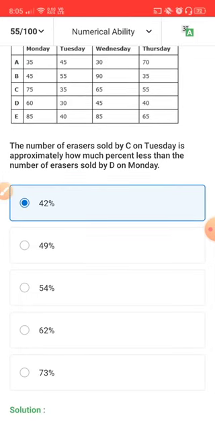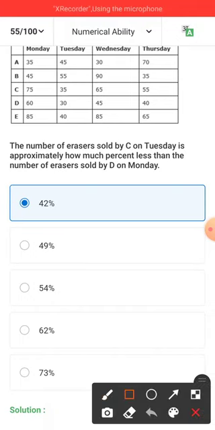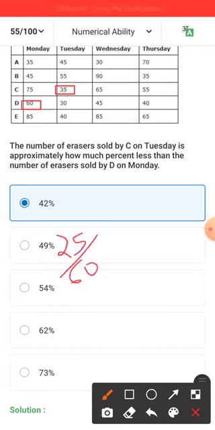The number of errors solved by C on Tuesday is 35. Approximately how much was less than the number of errors solved by D on Monday? So 60, 35. How much was less? From 60, when we subtract 35, we get 25. So 25 approximately is very good.